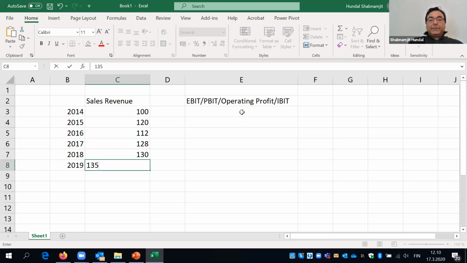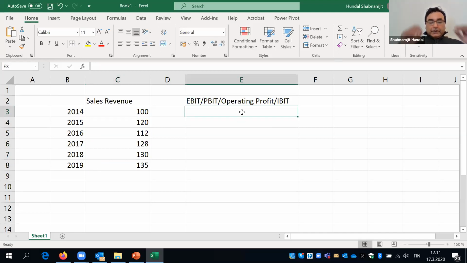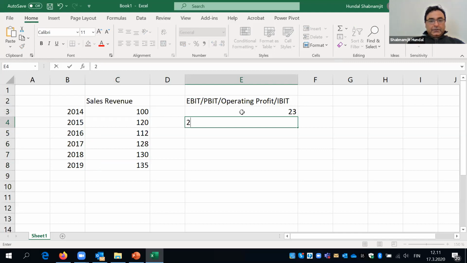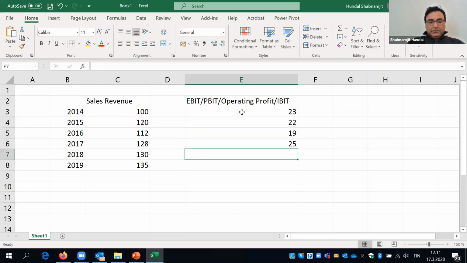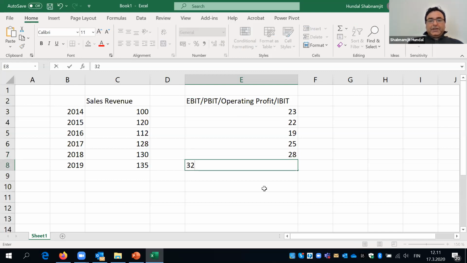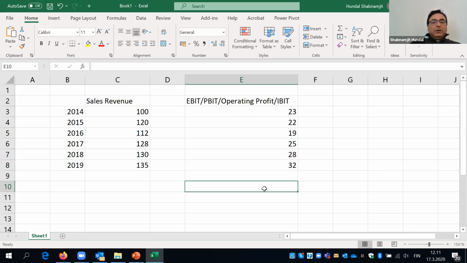And then we have this EBIT, the operating profit. It's 23, 22, 19, 25, 28, and 32 billion.